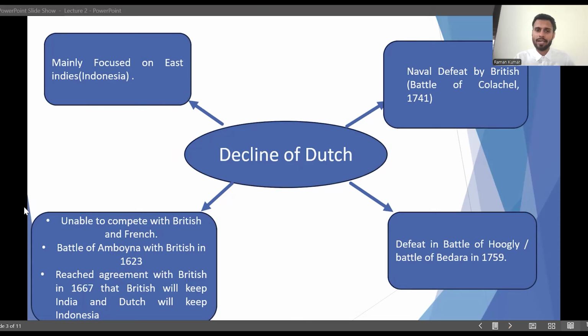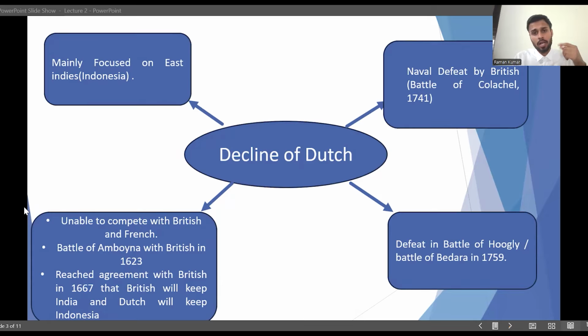So this was a turning point for the Dutch in India. After that, there were some occasions when the Dutch tried to meddle in Indian affairs. One is this famous Battle of Colonial. You have to remember this battle from the point of view of the prelims exam. And even more important is the Battle of Hooghly, also known as the Battle of Pedara. It happened in 1759 when the Dutch fought on the side of the Nawab of Bengal against the British.